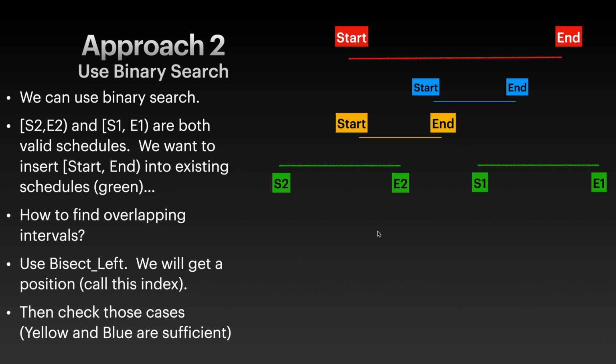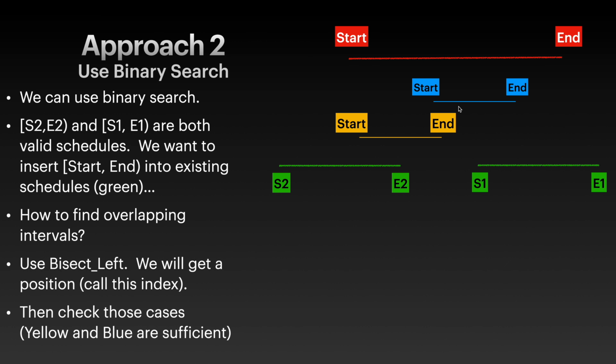Let's first think about the cases here. We would have three cases. This start and end is something that we are thinking about adding to our calendar, and we want to know if there is an overlapping section. Of course, you can just check start: if start is less than E2, then they are overlapping, so we return false. Or we can also check if end is bigger than S1. If that's the case, then we return false because those are overlapping. And this red one, you don't need to check, because these two cases will take care of that.